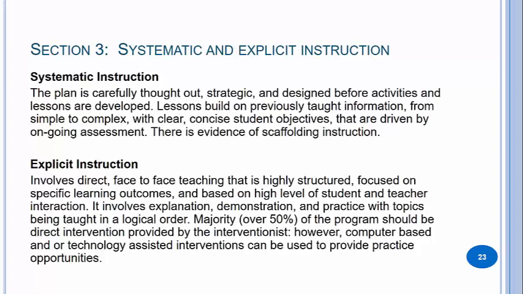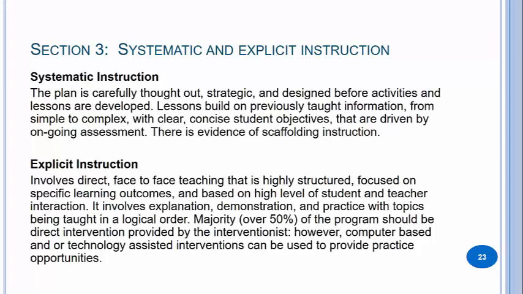So explicit instruction was very important to us when creating this rubric, if you will, and it just involves that direct face-to-face teaching. We made sure that when they were submitting, if they had a program that was computer-based only with no teacher face-to-face, they weren't going to be making it in that specific area.